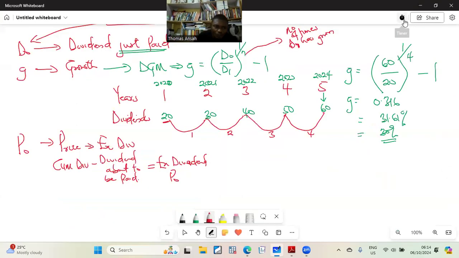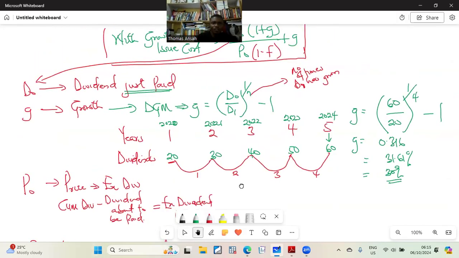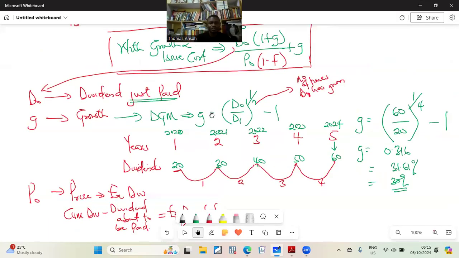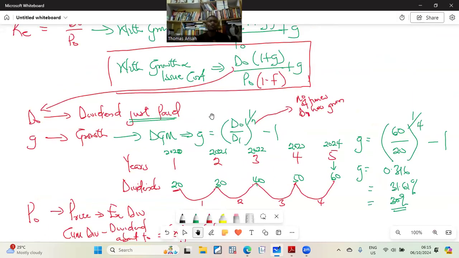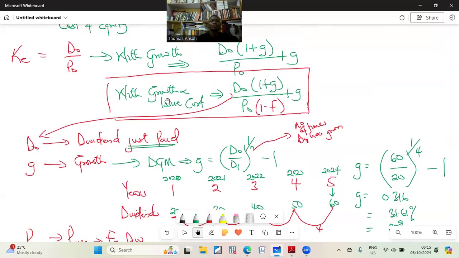Then we come to F. What is F? F means issue cost. How much it costs us to issue a share to raise finance. So, issue cost per unit. Don't forget, everything here is dividend per share, growth, and also the price is per share. So everything in here is per share. So this is how we find the growth, the first method of finding growth in the DVM model.